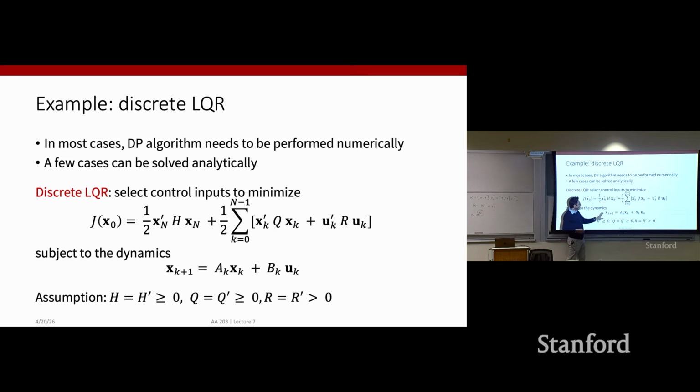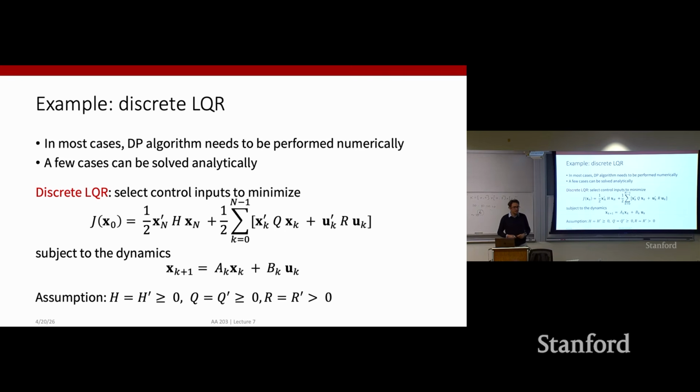Now, for this quadratic cost to make sense, we are requiring that H, Q, and R are positive semi-definite, so that these are actually non-negative terms. As we will see later, we are also strengthening the condition for R to be positive definite. So this is the control penalty, this is the state penalty, and this is the terminal state penalty matrix.